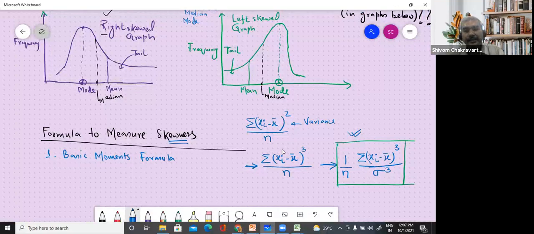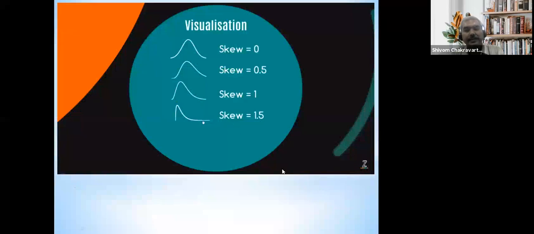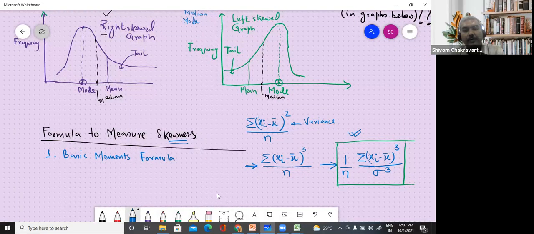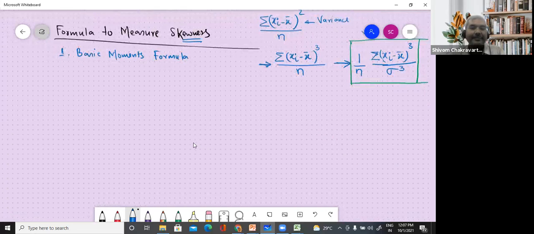So this is the basic calculation of skewness, how the graph looks like for different values of skewness, 0, 0.5, 1, 1.5. We just saw these graphs. Now moving on to a little bit simpler formulae, which are also popular, almost equally popular as I said in the beginning. So one is Pearson's formula for skewness.